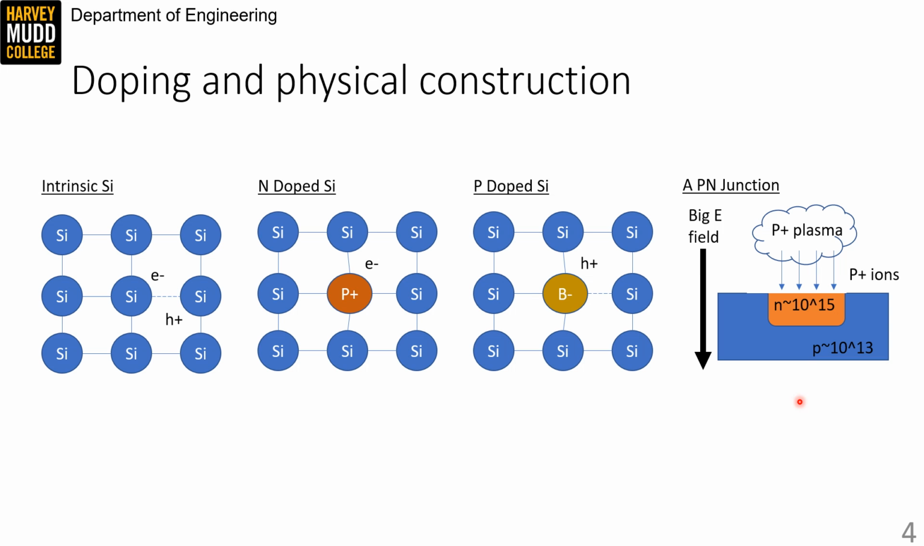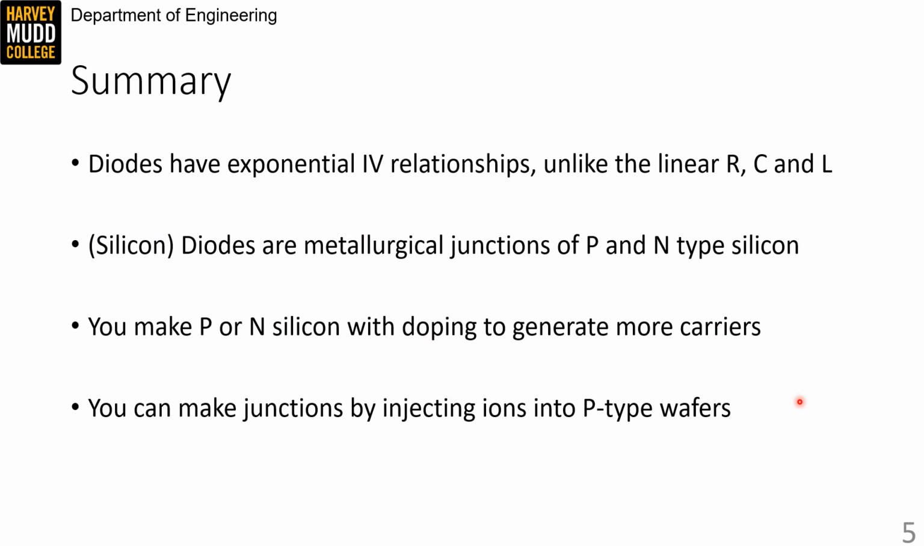So in summary, diodes have exponential IV relationships, unlike the linear resistors, capacitors, and inductors that we've seen before. Silicon diodes are metallurgical junctions of p and n-type silicon. You make p or n silicon with doping in order to generate more carriers in the silicon. And you make junctions by injecting ions into p-type silicon wafers.